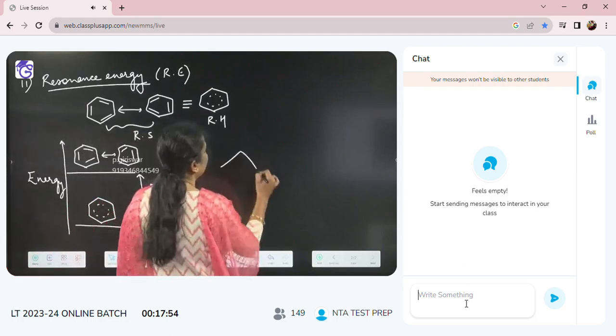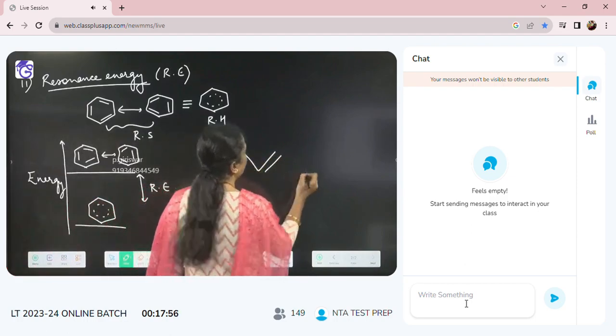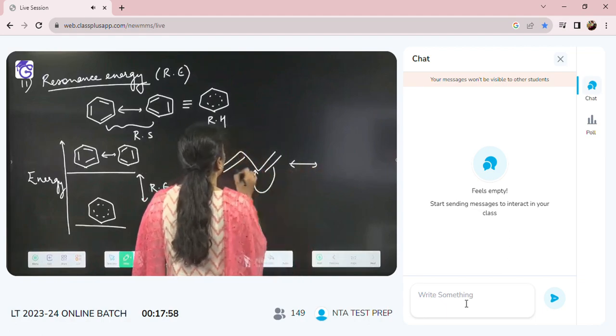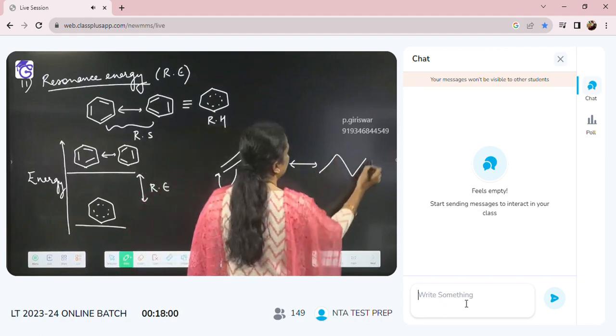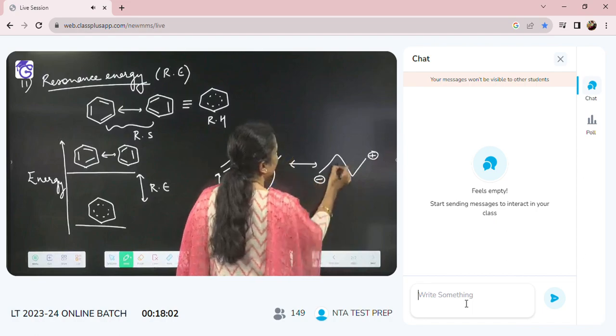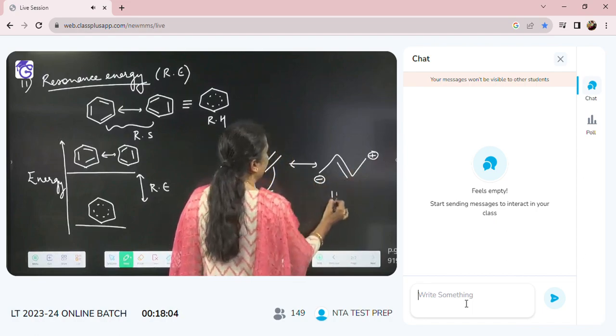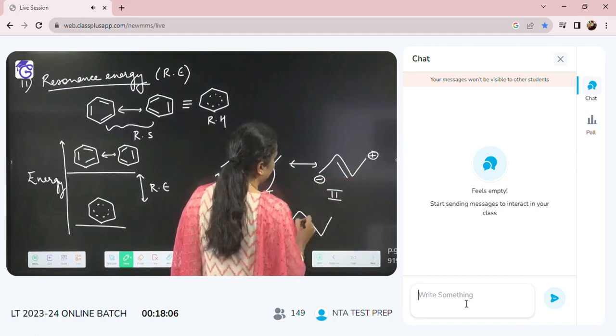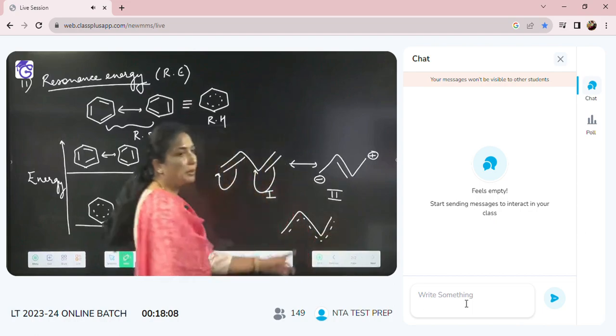Here, both of them are equivalent. But if I take 1,3-butadiene, you know that you can always draw a resonating structure like this. This is plus here, minus here. So out of the first and second, the first is more stable, and this resonance hybrid will look like this.